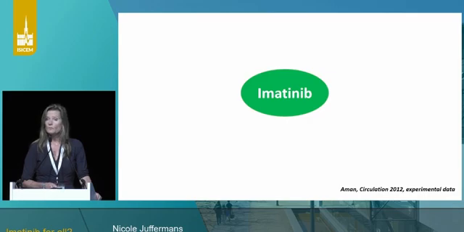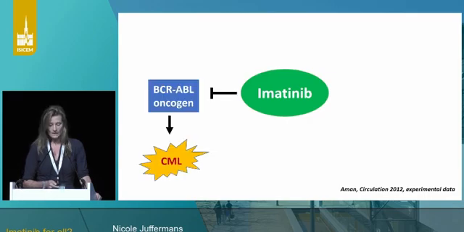So there is Imatinib. We know this drug. It's a tyrosine kinase inhibitor, and it inhibits the BCR-ABL, which is an oncogene, and thereby there's inhibition of these tumor cells, and that's why we use it in patients with chronic myeloid leukemia.